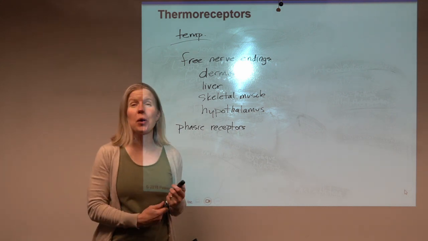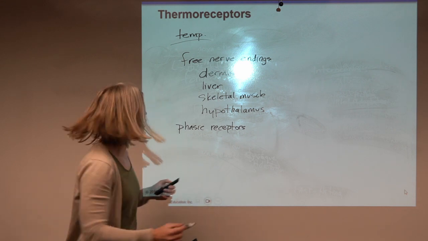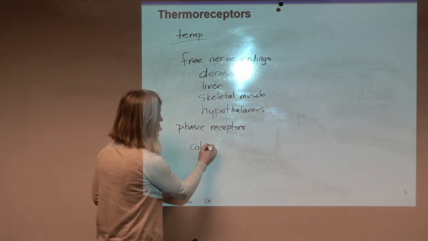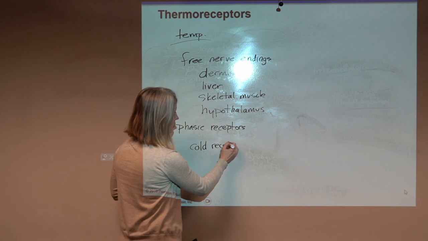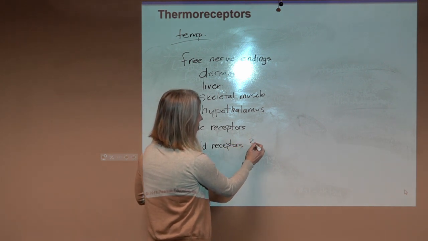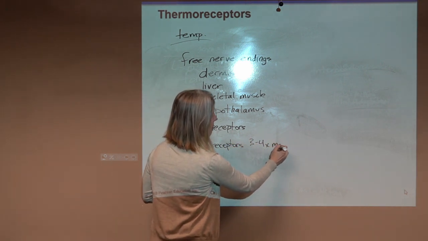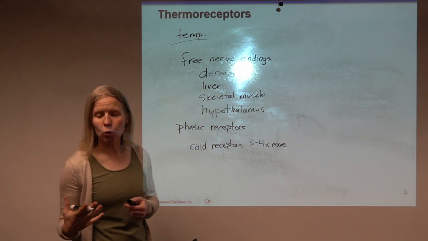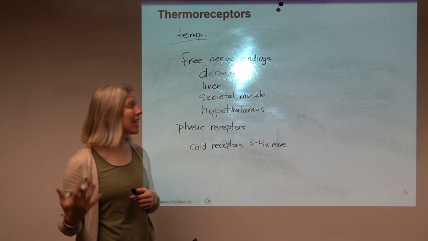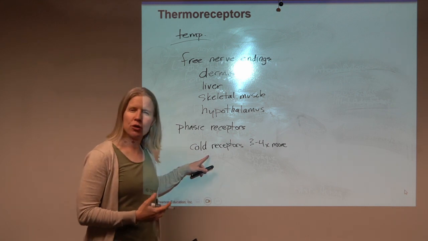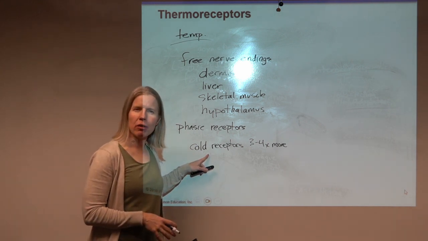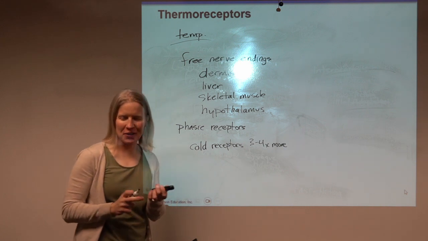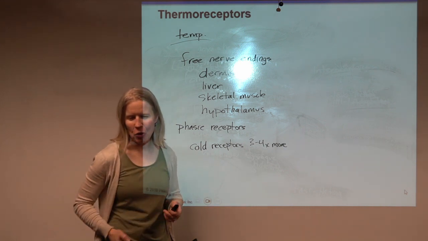Now it does seem we are much more sensitive to cold. It turns out we have 3 to 4 times more cold receptors than we do heat receptors. I don't know if that's true about kids born here in Steamboat. They run around in shorts year round. Maybe they don't have the same cold receptors.